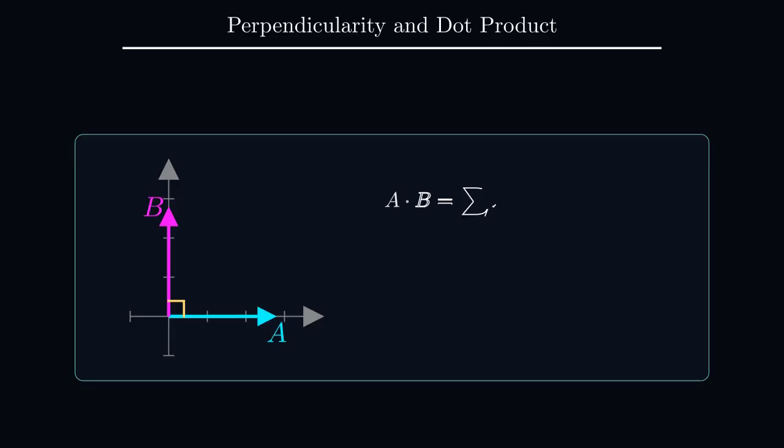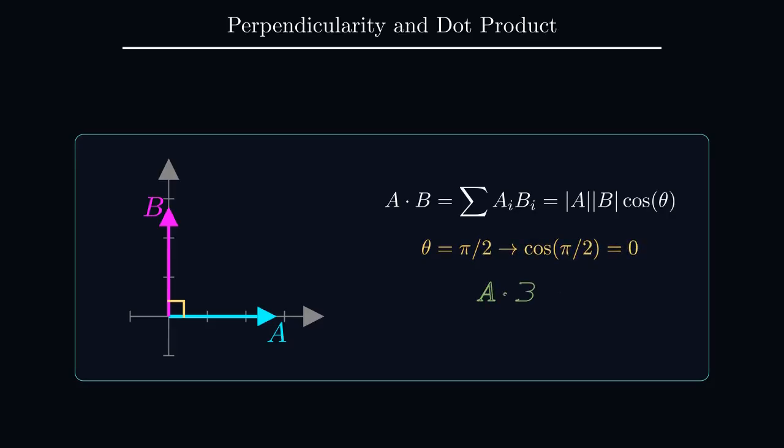At its most basic level, orthogonality is the generalization of being perpendicular. Consider two vectors, A and B, in a two-dimensional plane. If these vectors are at a 90-degree angle to each other, their dot product is 0. The formula A dot B equals the sum of A_i B_i equals the magnitude of A times the magnitude of B times the cosine of theta shows us why. When the angle theta is 90 degrees, the cosine term becomes 0, effectively nullifying the entire product.